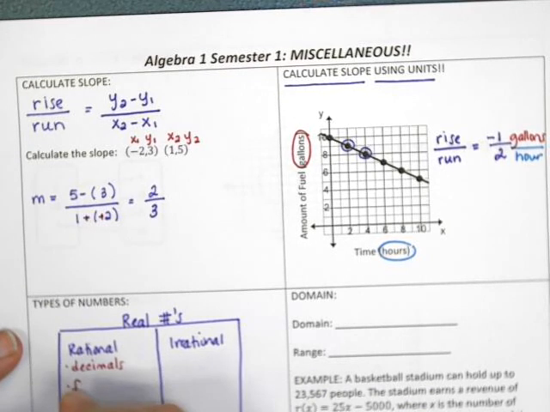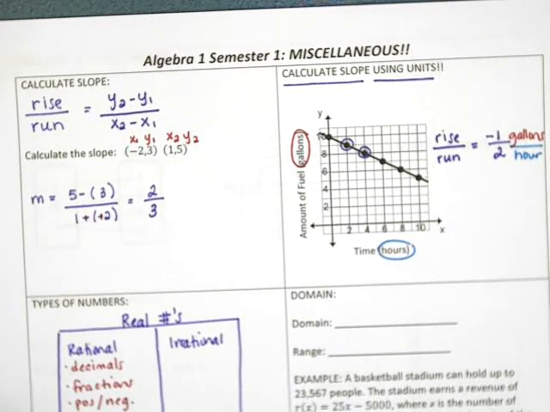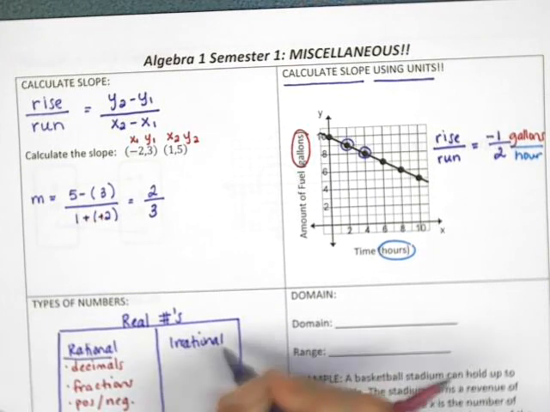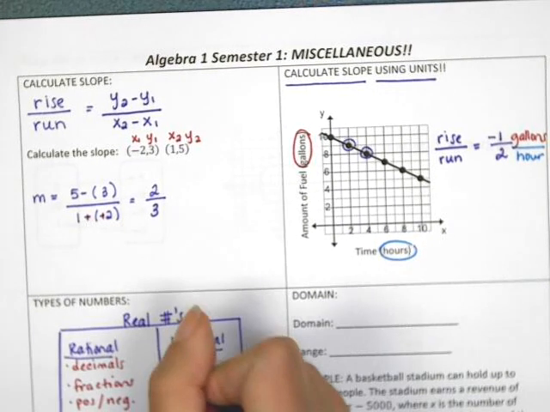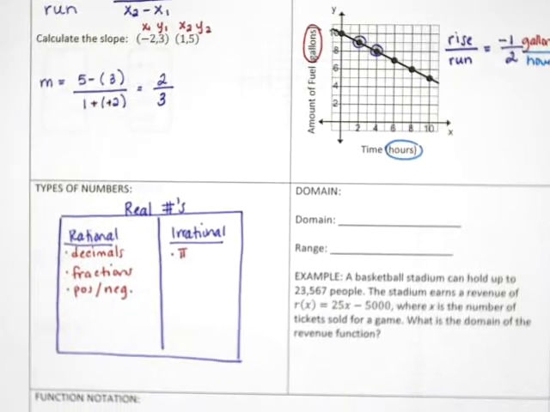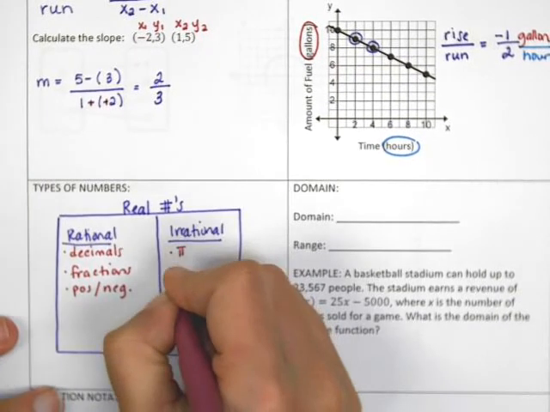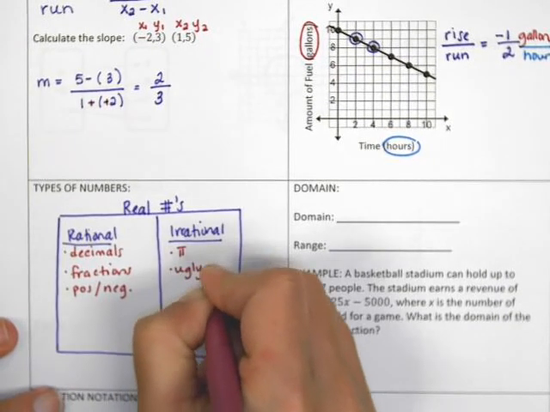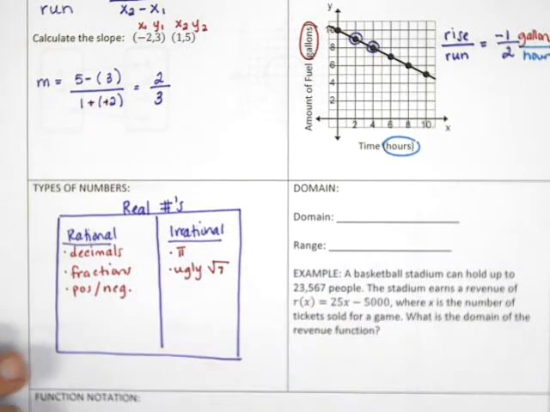Now, examples of rational numbers would be decimals and fractions and positive numbers and negative numbers. And examples of irrational numbers would be weird numbers like pi, which is kind of a weird number. We have a number called e, which might be a weird number. We could say ugly square roots belong in here, like the square root of 7 would be kind of an ugly number, doesn't really fit nicely into a nice number.